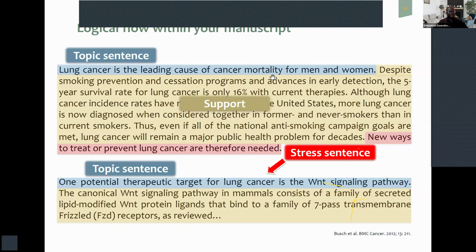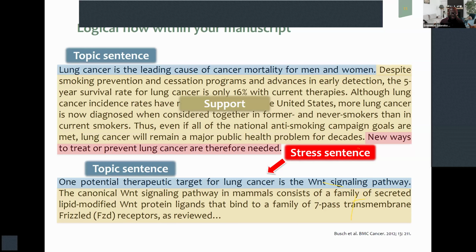Now let's look at another one. Logical flow within your manuscript. Lung cancer is the leading cause of cancer mortality for men and women. Despite smoking prevention and cessation programs and advances in early detection, the 5-year survival rate for lung cancer is only 16% with current therapies. Although lung cancer incidence rates have increased in the United States, more lung cancer is now diagnosed when considered together in former and never smokers than in current smokers. Thus, if all of the national anti-smoking campaign goals are met, lung cancer will remain a major public health problem for decades. New ways to treat or prevent lung cancer are therefore needed.